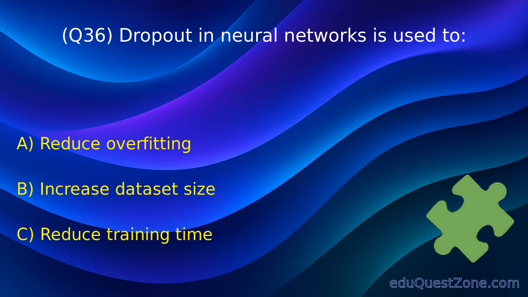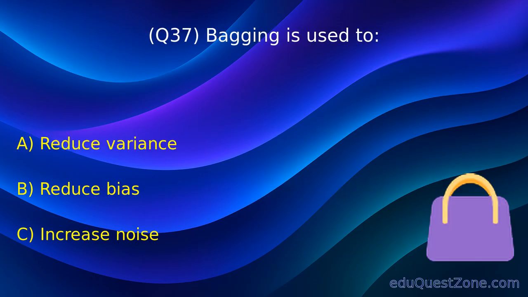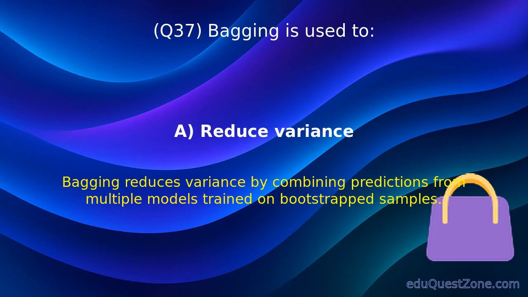Question 36. Dropout in neural networks is used to. Option A. Reduce overfitting. Dropout prevents overfitting by turning off some neurons randomly. Question 37. Bagging is used to. Option A. Reduce variance. Bagging reduces variance using multiple bootstrapped datasets.